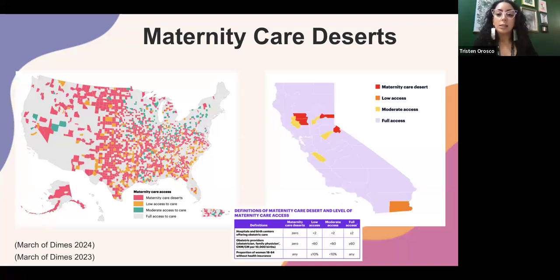It just doesn't make sense. Even in higher resourced areas like Orange County or San Diego County, there are still people within these counties that are considered unassigned, meaning they still do not have access to a maternity care provider. And so they are not receiving adequate care. Next slide, please.